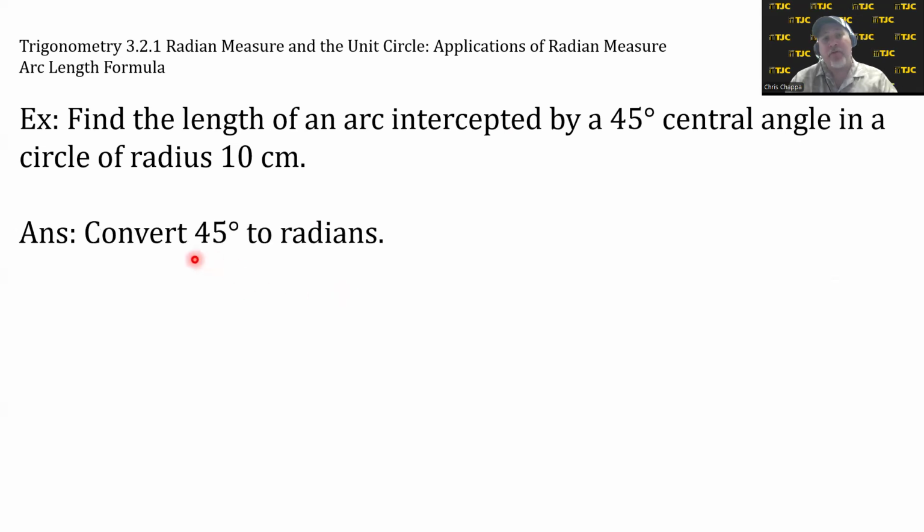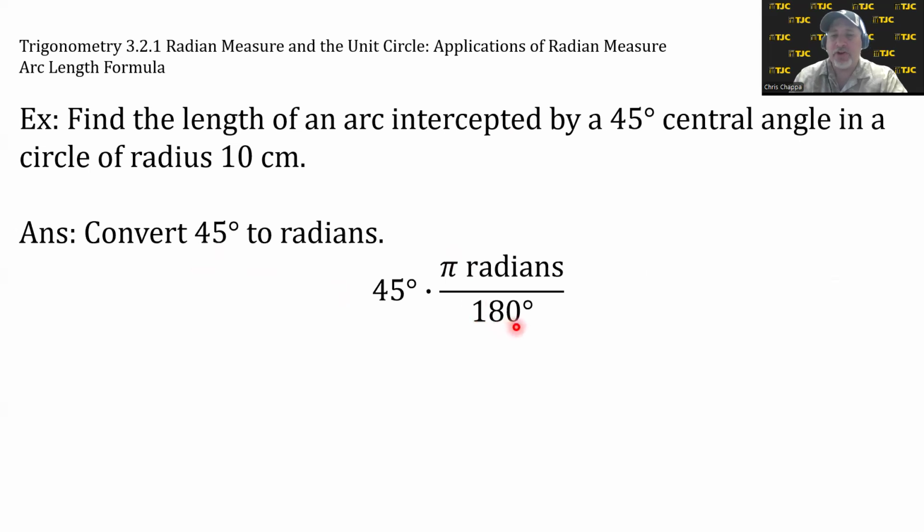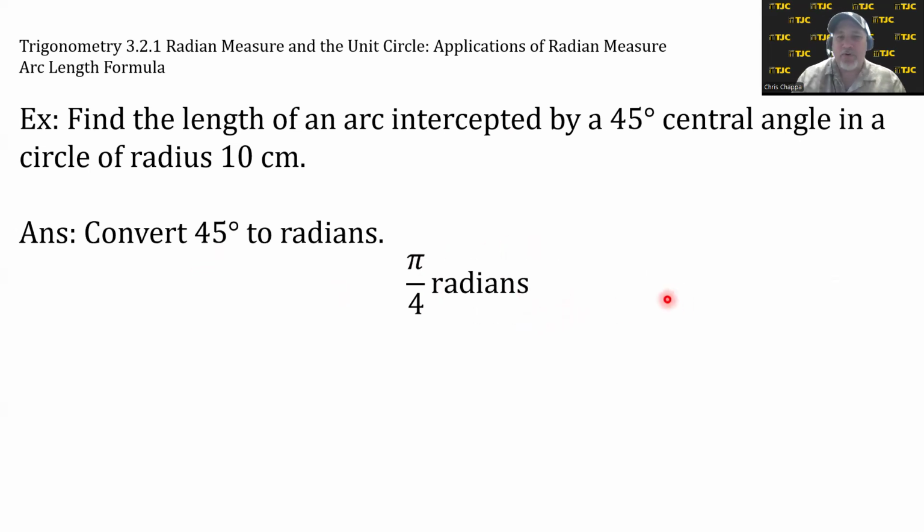So we need to convert 45 degrees to radians, but that's fairly standard. We simply multiply it by pi radians over 180 degrees to cancel the degrees and bring radians into the value. That will simplify to pi over 4 radians. And honestly, at some point, you'd need to just know that pi over 4 is 45 degrees and vice versa.